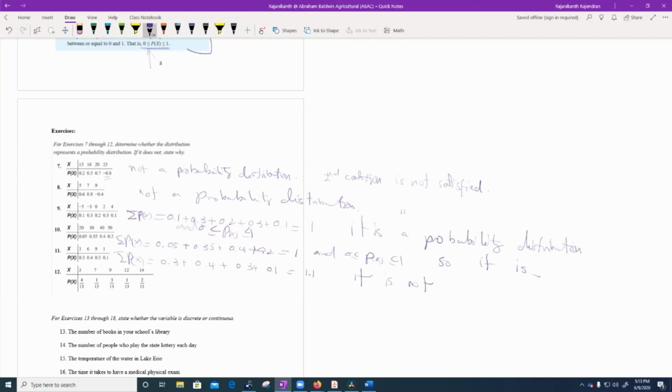And again, the last one, find the summation of all the P(x). That is 4 over 13 plus 1 over 13 plus 3 over 13 plus 1 over 13 plus 2 over 13. When you add all, you get 4 plus 1 is 5, 5 plus 3 is 8, 8 plus 1 is 9, 9 plus 2 is 11 over 13, but this is not equal to 1. You should get 1, right? So this is also not. So this is the way to check whether the given distribution table is a probability distribution table or not.